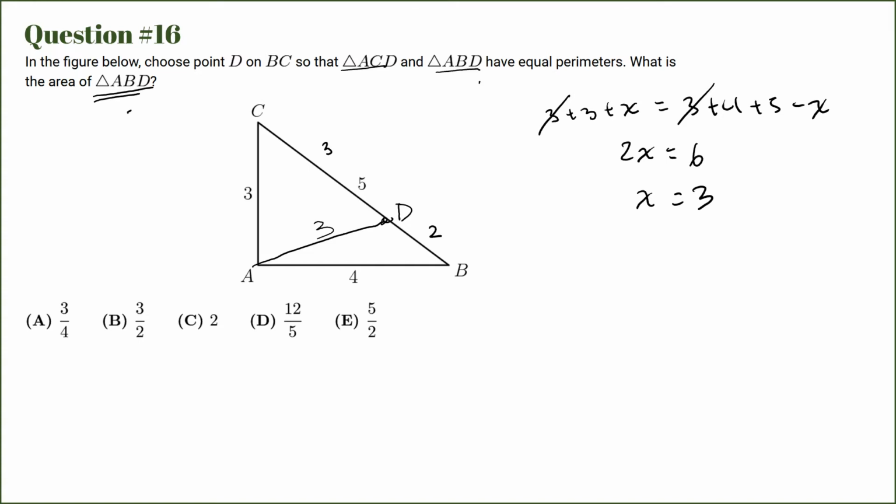Okay, let's label the angles of this triangle. This is a 3, 4, 5 triangle, or at least triangle ABC is a 3, 4, 5 triangle. So angle A is a 90-degree angle. Angle B, let's label beta, and this is 90 minus beta. So what is the area of triangle ABD? Well, first of all, let's drop an altitude. So right here, that's our altitude.